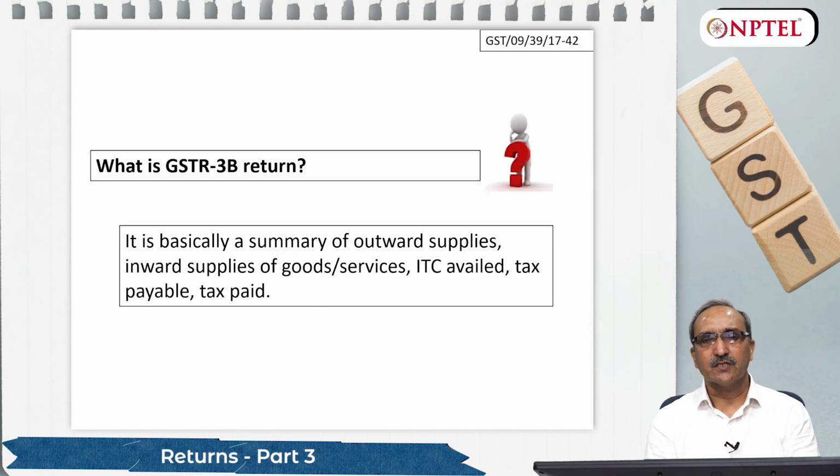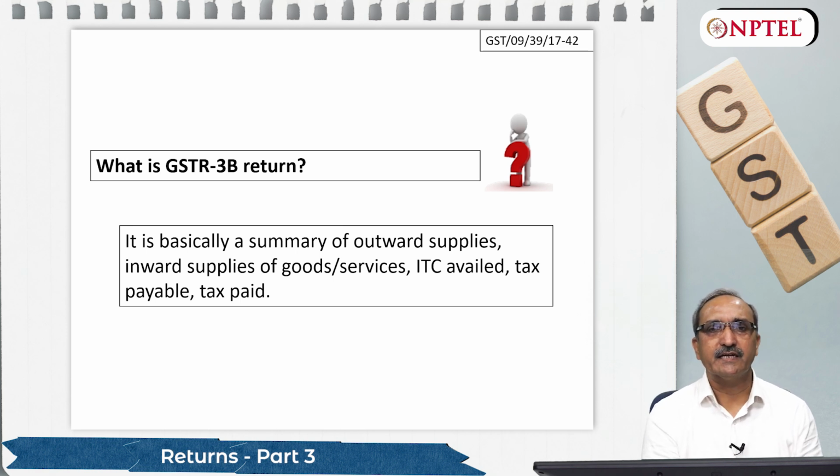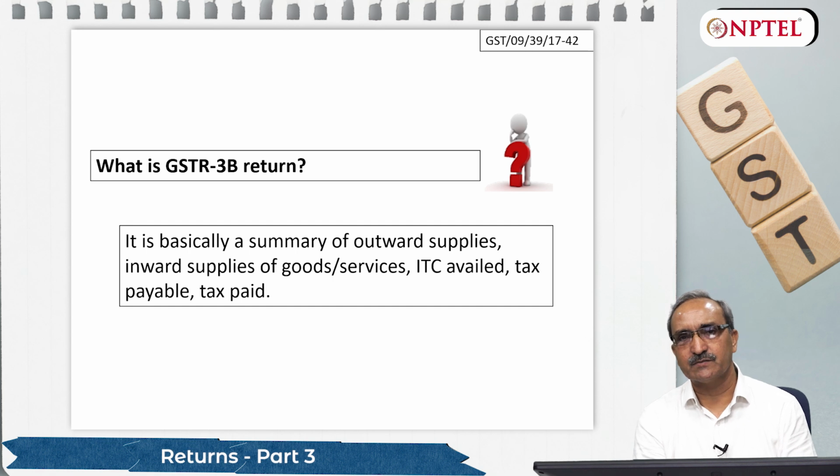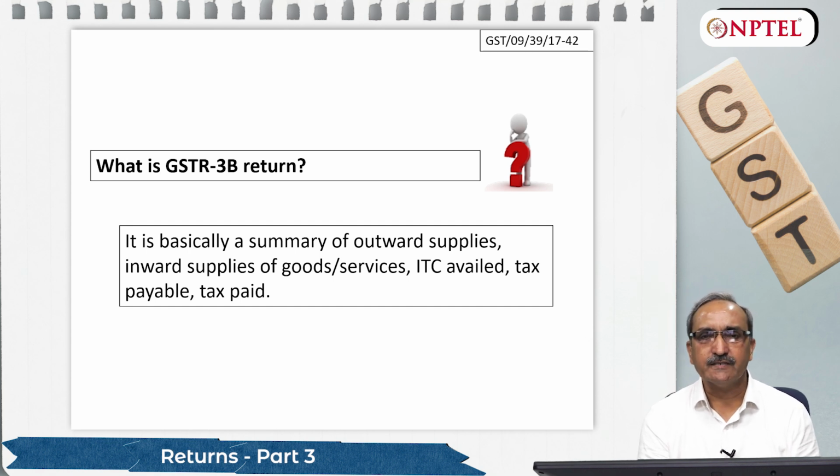Now coming to GSTR 3B. It is my tax return. My liability has been fixed by GSTR 1 and now I have to pay tax. So this return, GSTR 1, gives you the amount of tax you are supposed to pay to the government based upon your sale, and you have declared your sale in GSTR 1. And based upon 2A or 2B, your ITC is also clear now.